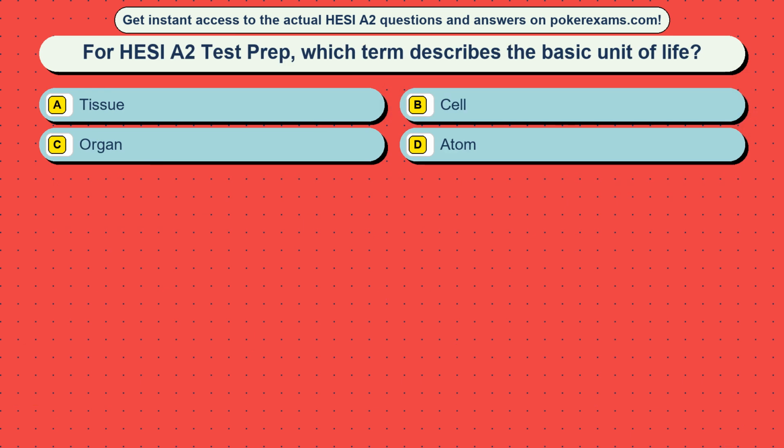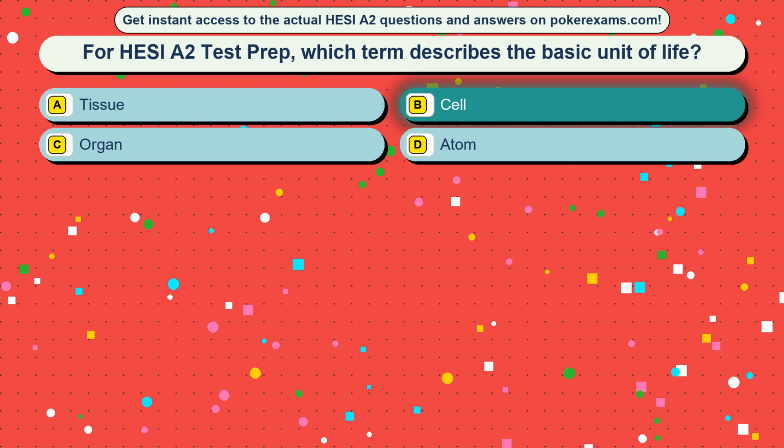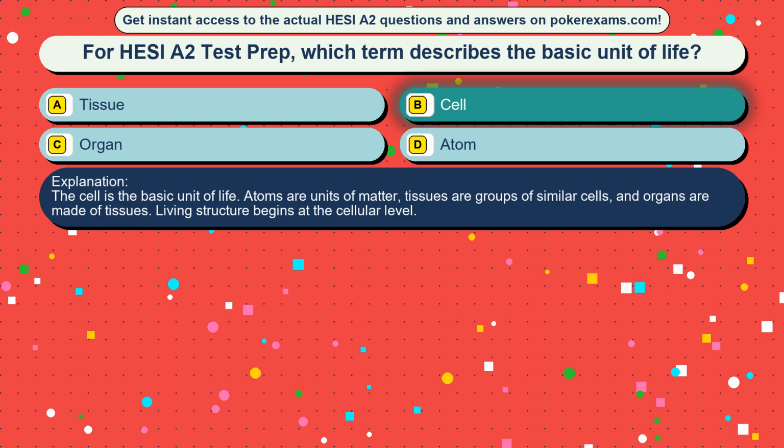Question 2. For HESI A2 Test Prep, which term describes the basic unit of life? Option A, tissue. Option B, cell. Option C, organ. Option D, atom. The correct answer is option B, cell. The cell is the basic unit of life. Atoms are units of matter, tissues are groups of similar cells, and organs are made of tissues. Living structure begins at the cellular level.